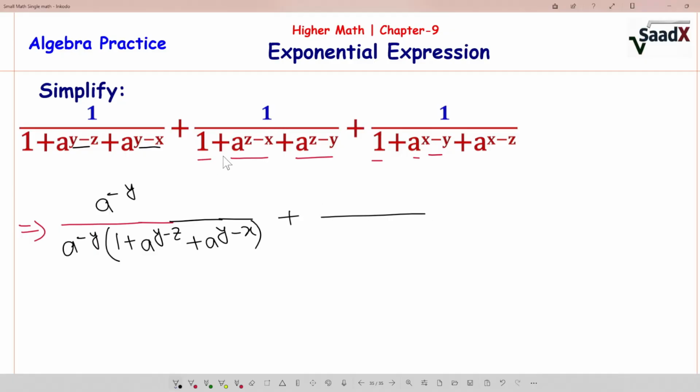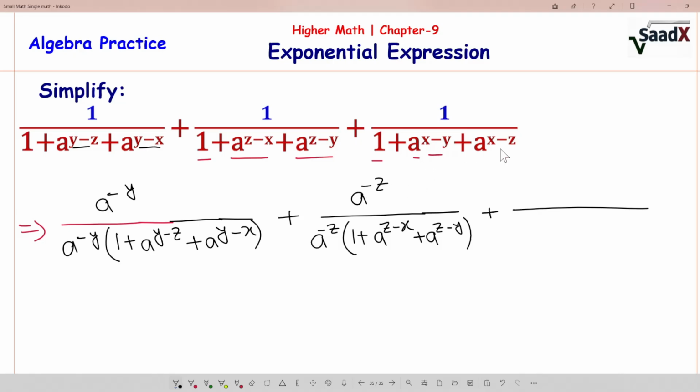Here is 1 by 1 plus a to the power z minus x, and here is a to the power z minus y. Here z is positive, so if we write like this, we are multiplying by a to the power minus z. So here is also 1 plus a to the power z minus x plus a to the power z minus y, plus. Here we are multiplying by a to the power minus y in the first fraction, a to the power minus z in the second fraction, and look, in the third fraction x is positive and y and z are negative.